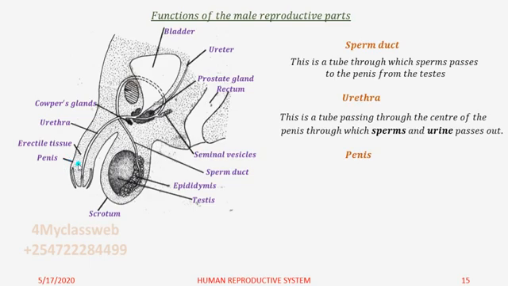Let us look at the penis. This one is used to introduce or to put sperms into the vagina during sexual intercourse. We have the erectile tissues, as I have said. They help the penis to become erect in readiness to penetrate into the vagina. Those are the main parts of the male reproductive system.